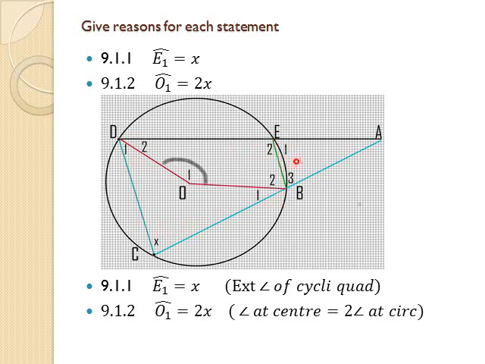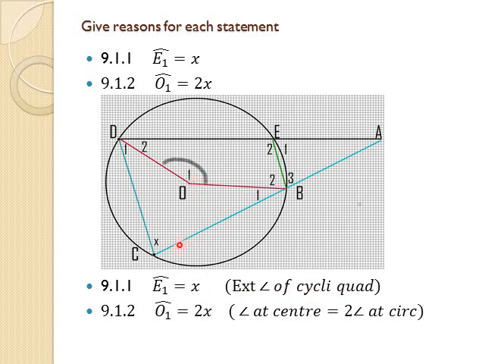So this angle on the outside of the cyclic quad must equal the opposite interior angle. So exterior angle of a cyclic quad equals opposite interior angle, right? So E1 equals x, exterior angle of cyclic quad.